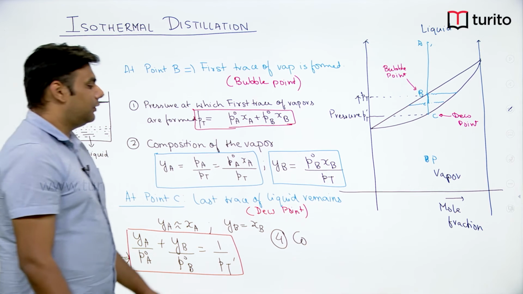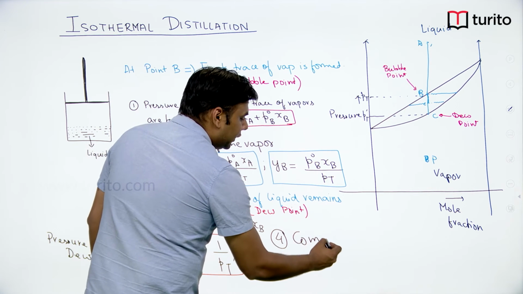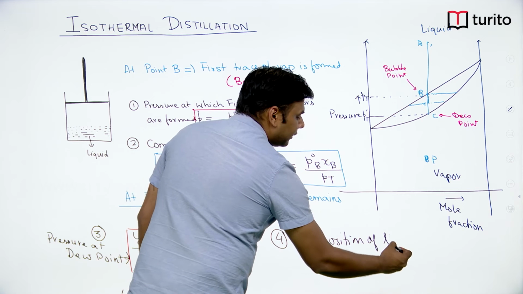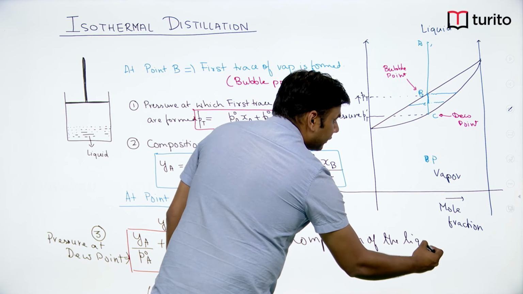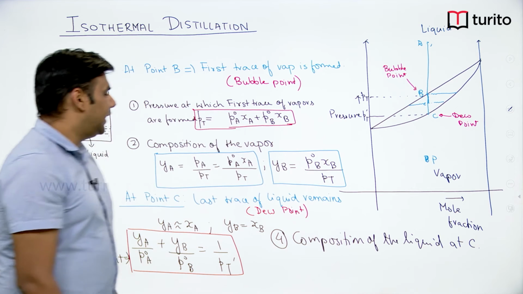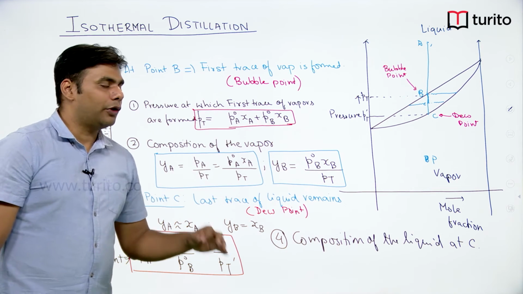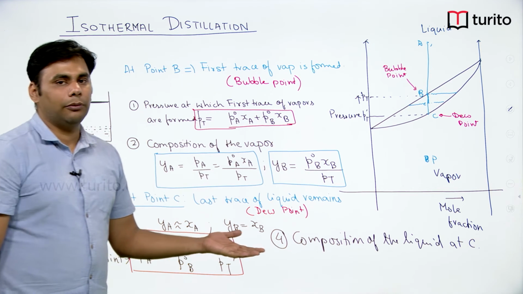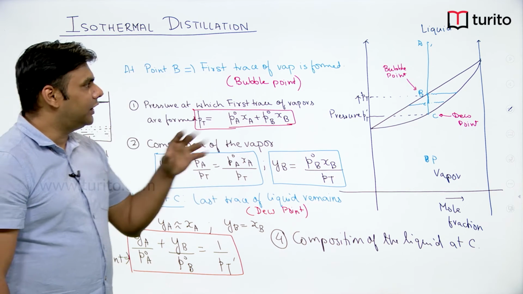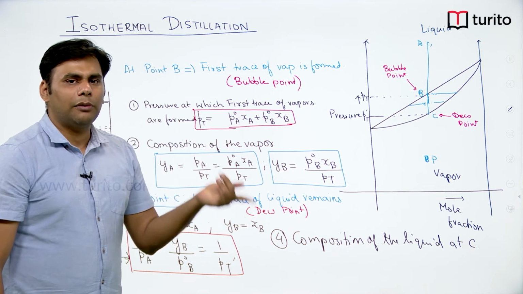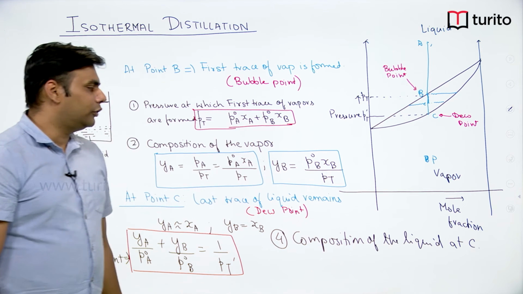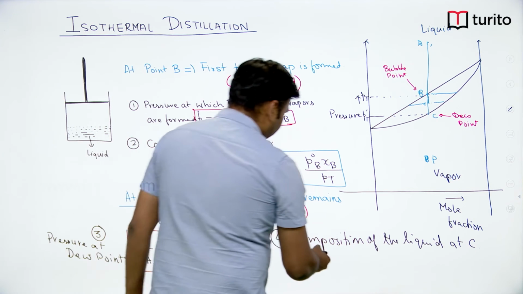Now what would be the composition of the liquid at C or at the dew point? At C, the dew point, we will say that almost all the liquid has changed into vapor, but some amount of liquid will be left. That would be very small, but if we want to find the composition of that liquid, how will we calculate?